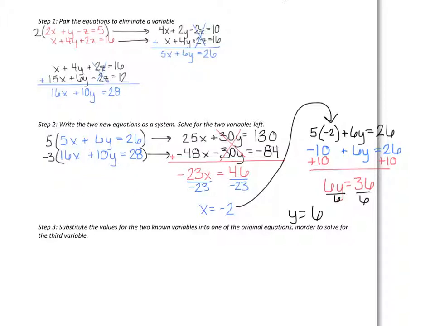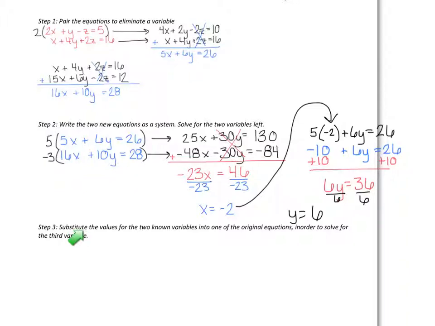Let's just recap what we've done so far. We started out with 3 equations and decided the z would be easiest to get rid of. So we paired up the equations, here's a pair and here's a pair, and used elimination to get rid of the z's. Then we had 2 equations with 2 variables, so we put them together, used elimination, and decided to get rid of the y's. That let us solve for x, put the x back in one of those equations, and we solved for y. So now what do we have to do? Now we just have to solve for z.